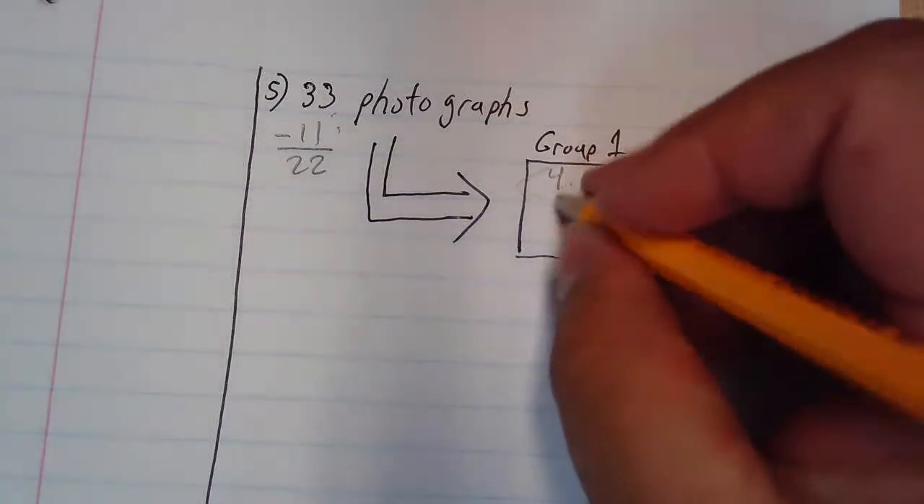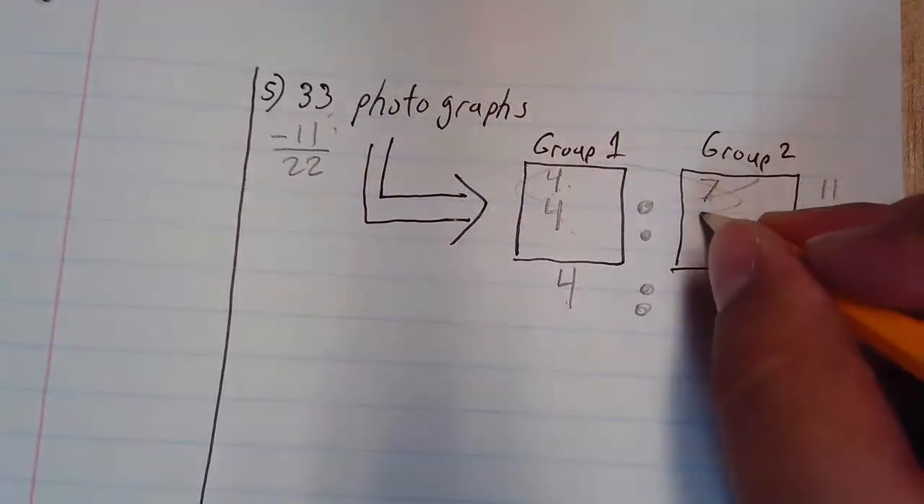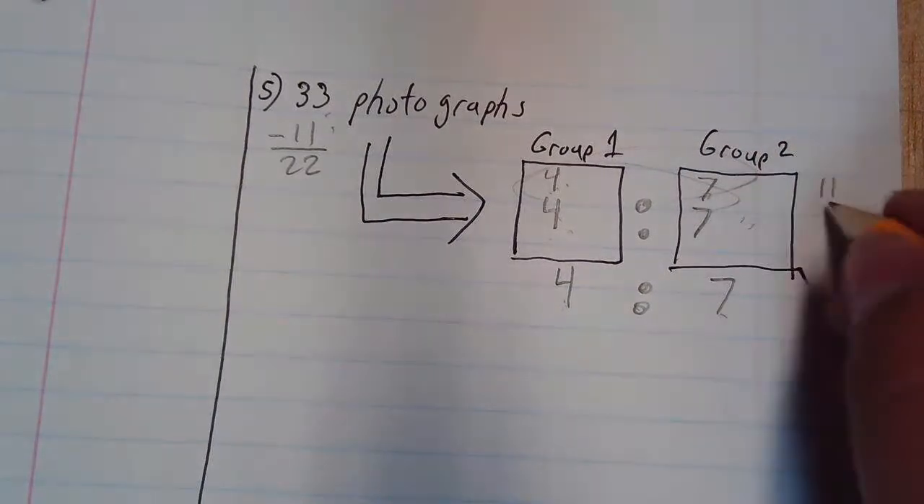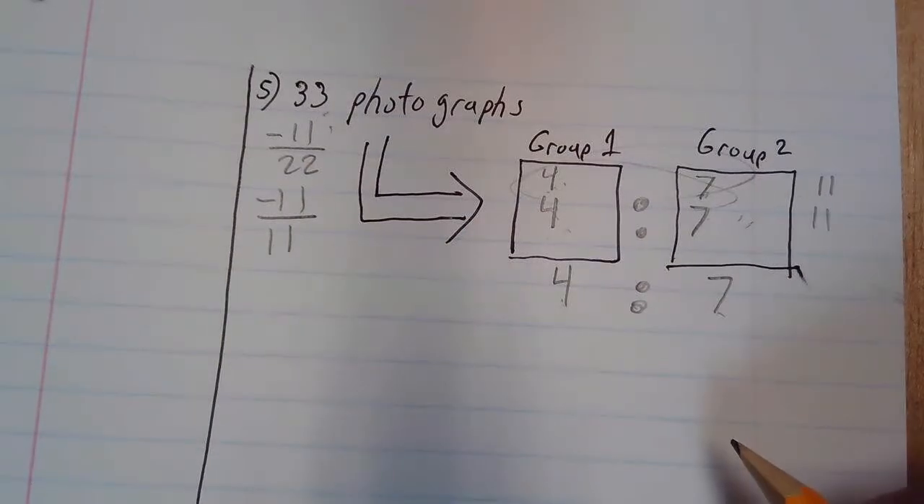Okay. We split again. We have 22 left. Let's keep going. He gets 4, she gets 4, I get 7. That's 11 photographs there. I'm going to take away 11. Now I have 11 photos left.